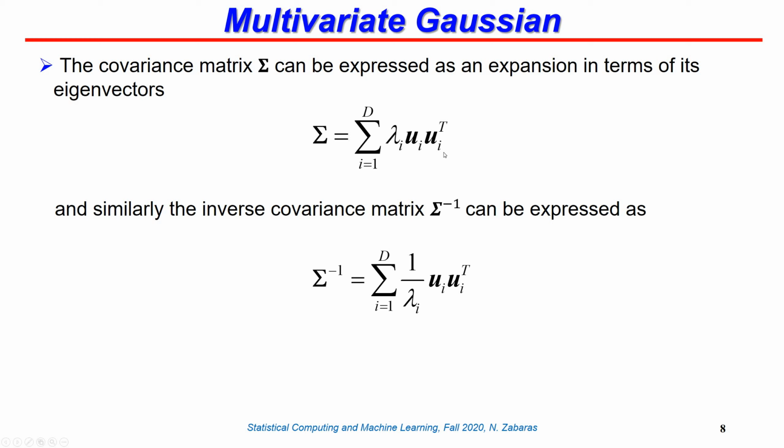Don't forget that ui transpose is a matrix, right? So the covariance matrix is written like that. That's an eigen decomposition of sigma, and the inverse of this is 1 over lambda i with the same basis here, ui transpose.